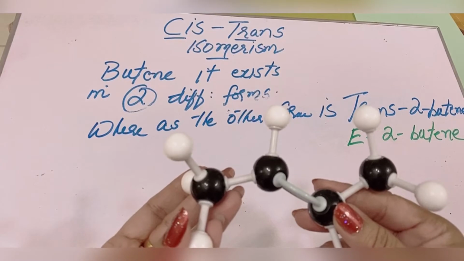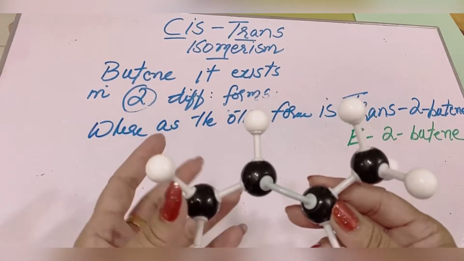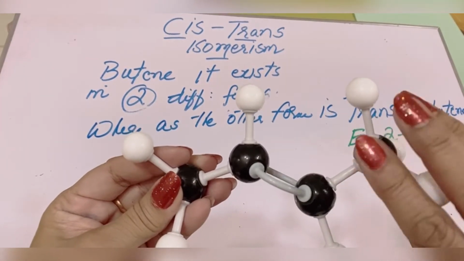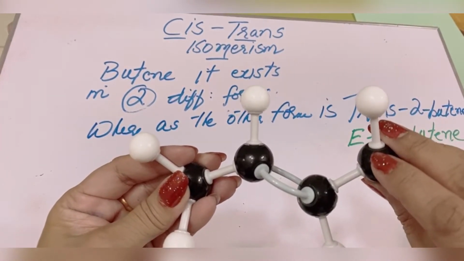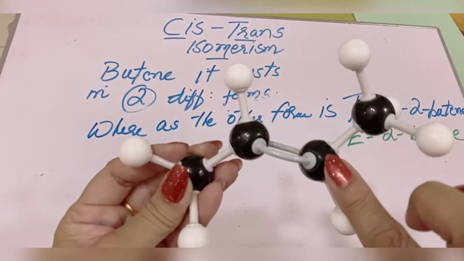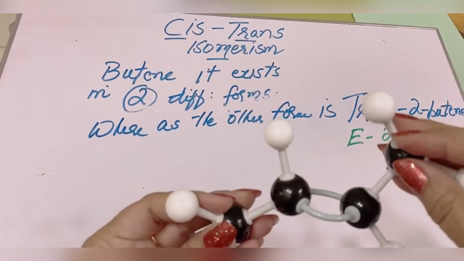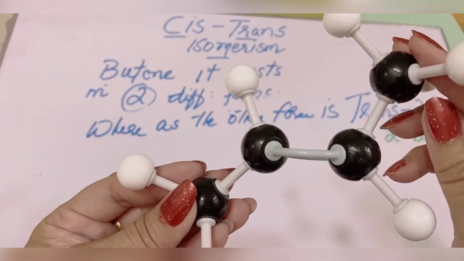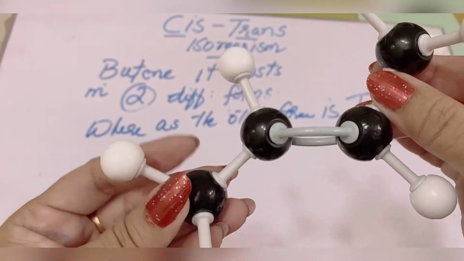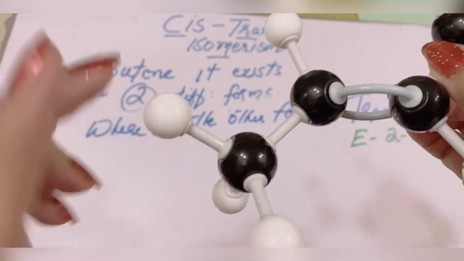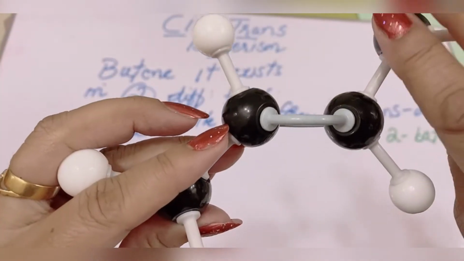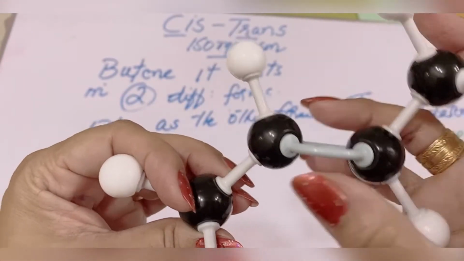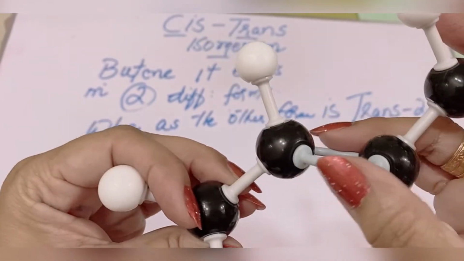Now here you can see that the methyl groups, that is this one and this one, are on the opposite sides of the double bond. You can see this one and this one, they are both on opposite sides. One is up over here and this one down, this one down and this one up. So they are on the opposite sides of this carbon to carbon double bond.